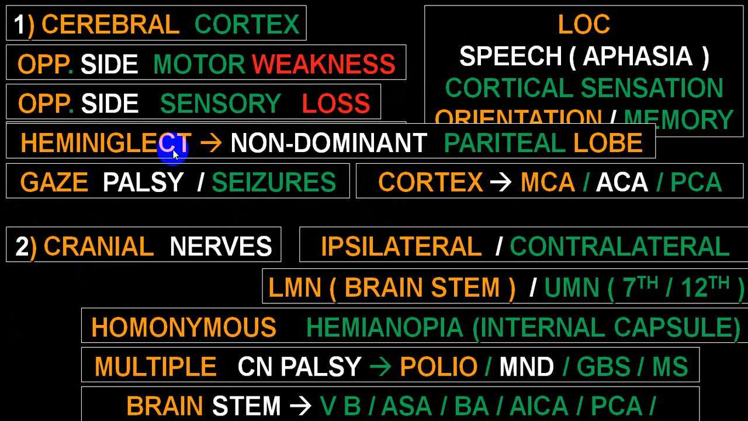Also, if it is the non-dominant hemisphere, you can have hemi-neglect. Particularly, the person will not be able to identify right and left, and that will be non-dominant parietal lobe damage, and that is given the name Gerstmann syndrome.